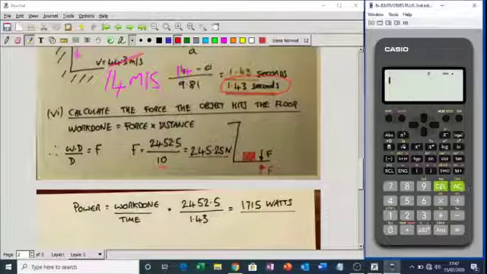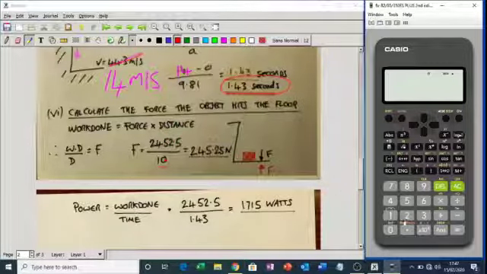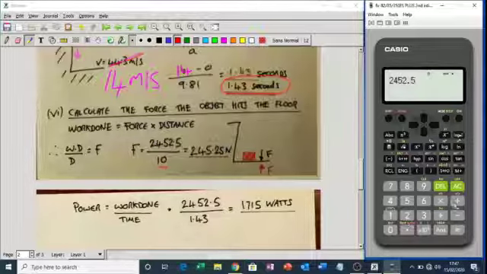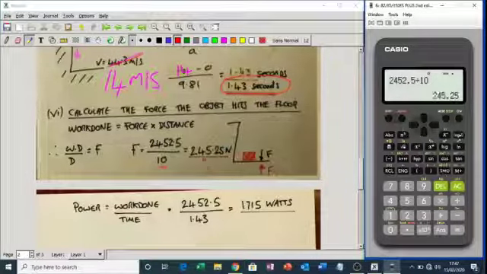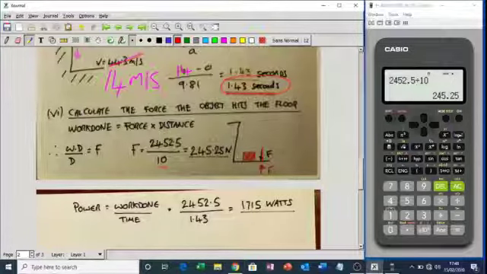So you can either do it by calculator, or you can just move this decimal place that way because we have got a 10 there. Just to make sure, divide that by 10 equals that. 245.25 newtons. So this object hits the floor this way at 245 and a bit newtons.